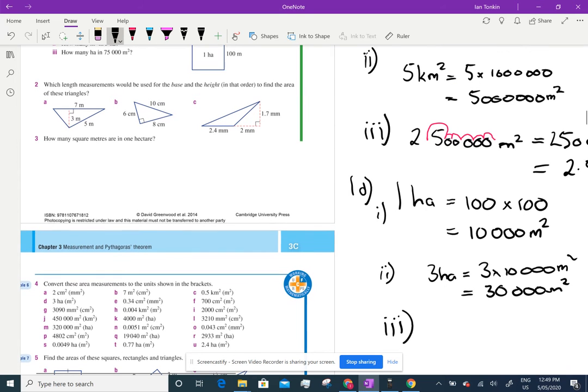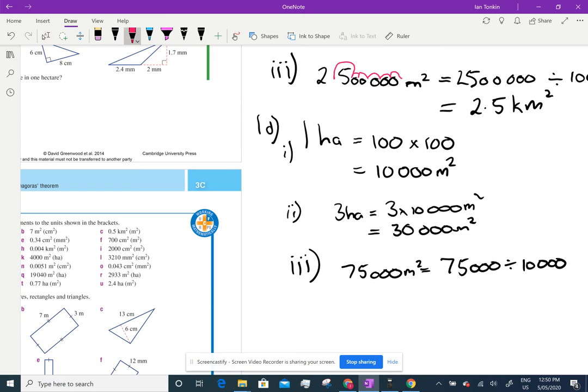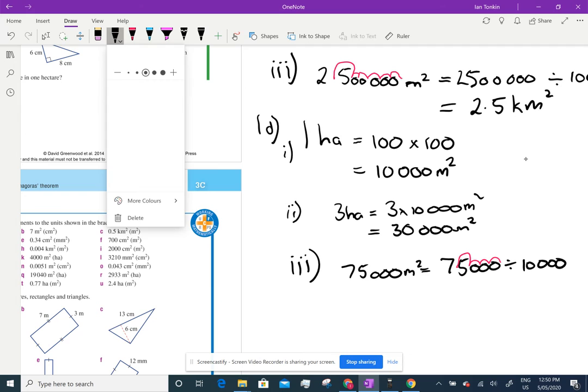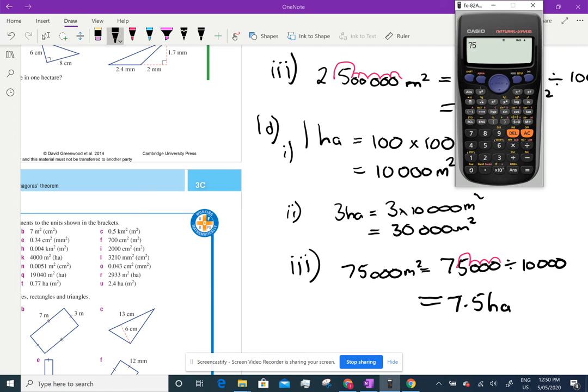So in 75,000 metres squared equals 75,000 divided by 10,000, which means I'm going to move the decimal point 4 spots. 1, 2, 3, 4. It should be 7.5 hectares, but let's just double check. 75 divided by 10, 1, 2, 3, 7.5.